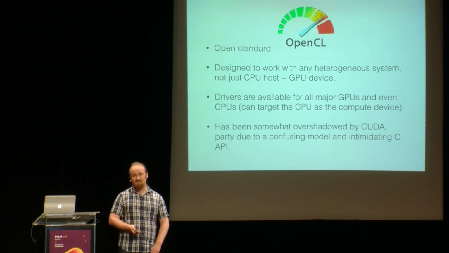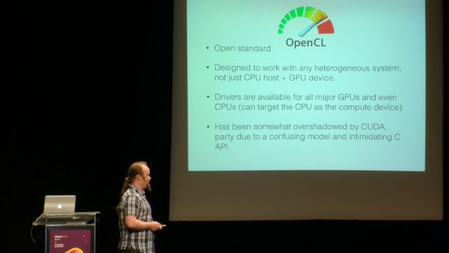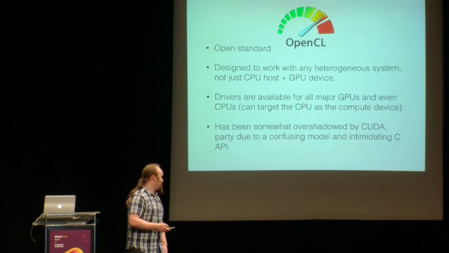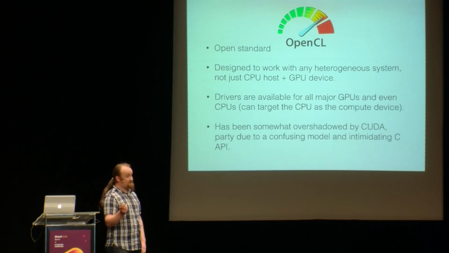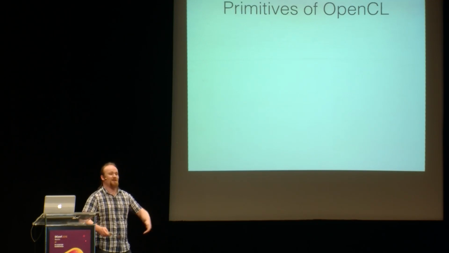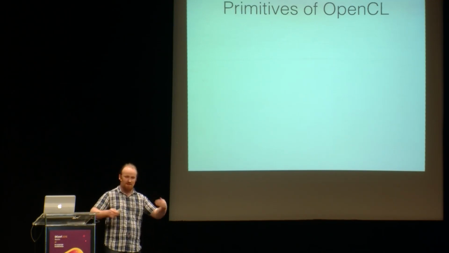The other thing is the C API, which a lot of scientists in particular still use, as opposed to the C++ API. It's horrible. It's really not nice at all. So I'm just going to go over briefly how the basics of OpenCL work.